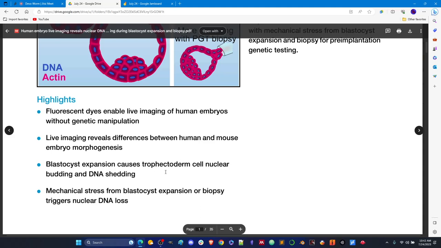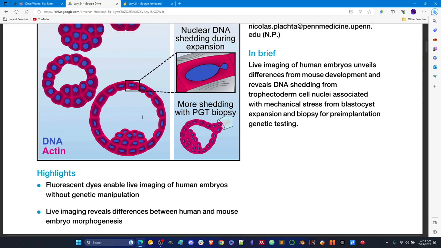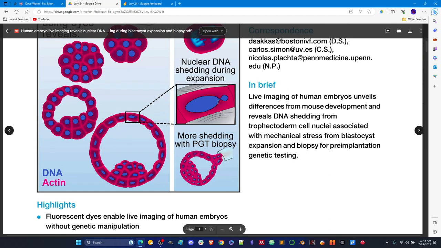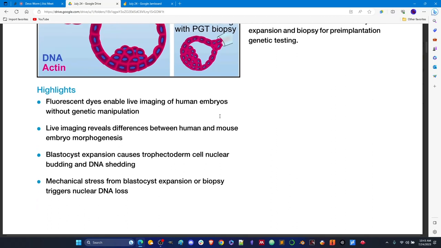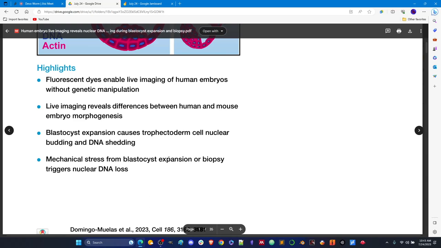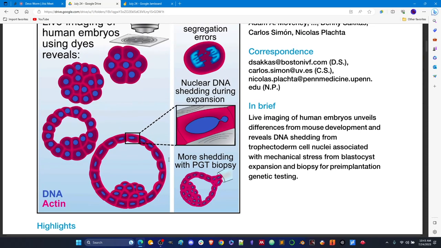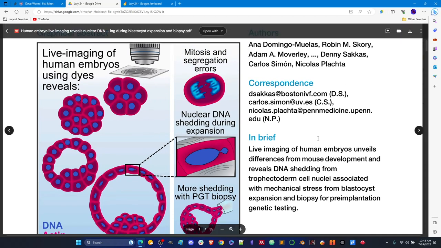Blastocyst expansion causes trophectoderm nuclear budding and DNA shedding. So you get this nuclear budding here in this image, and then you get the shedding that comes from this budding. And then mechanical stress from blastocyst expansion or biopsy triggers nuclear DNA loss. So basically what they're arguing is that in this process, you're getting nuclear DNA loss. You're getting these mitosis and segregation errors.